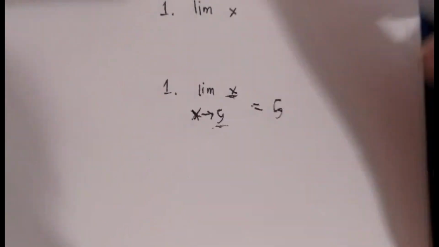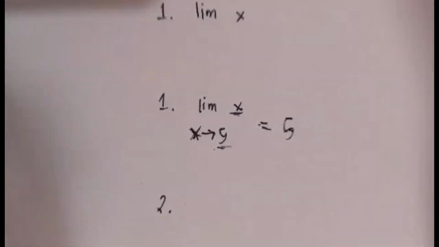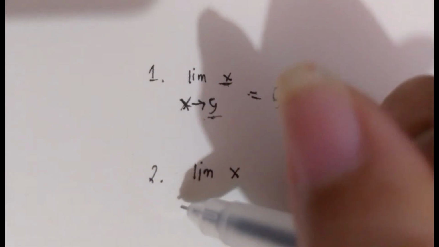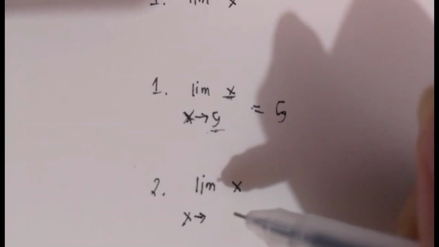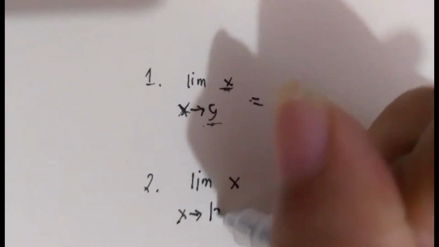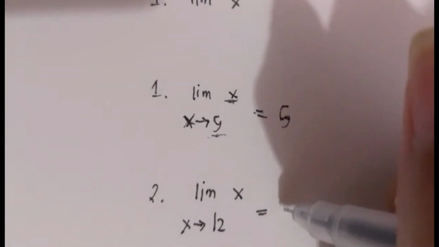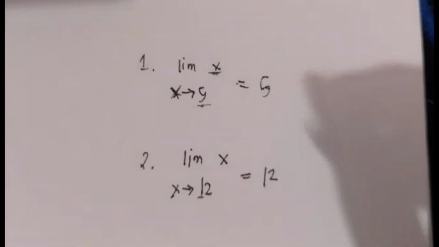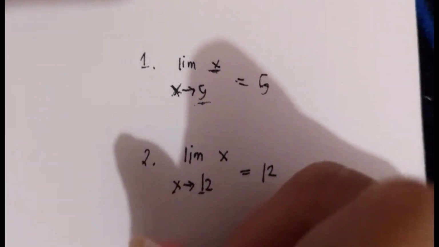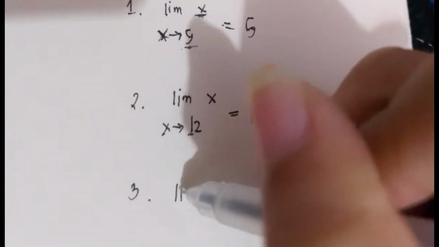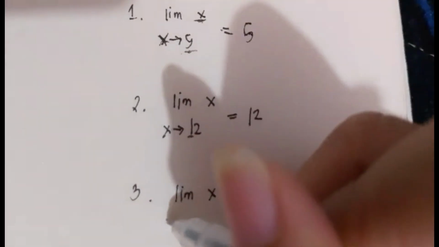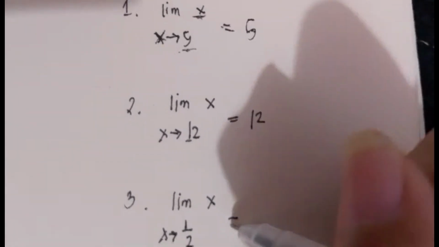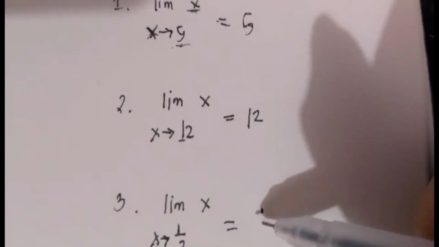So let's have another example. The limit of x as x approaches 12. So our answer here is 12 because this is the limit or the identity. So let's have some more examples. The limit of x as x approaches 1/2. So our answer here is 1/2.